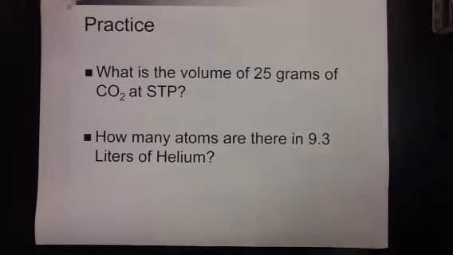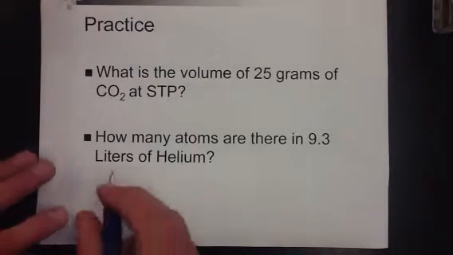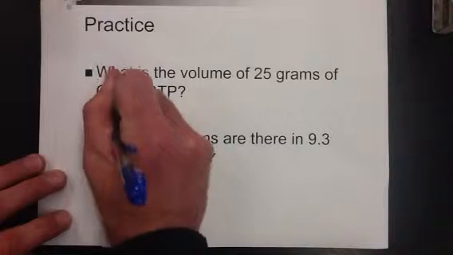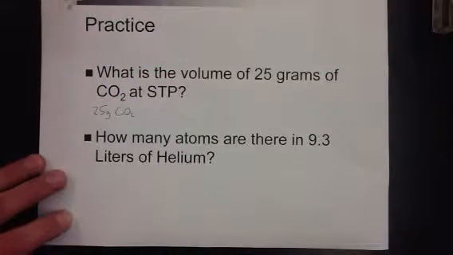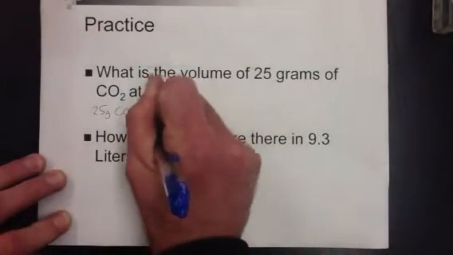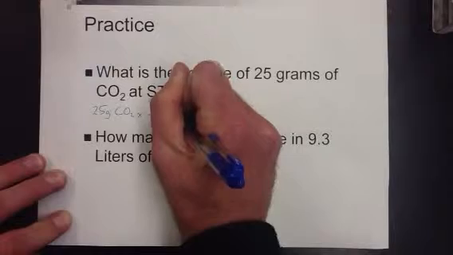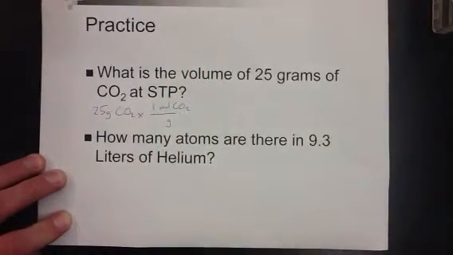So the first question is looking at the volume, trying to find the volume of 25 grams of carbon dioxide at standard temperature and pressure. So we're starting with 25 grams of carbon dioxide. Our first step is going to take that and convert it from grams to moles. So to do that, I need to use the molar mass of carbon dioxide. So 1 mole of carbon dioxide.